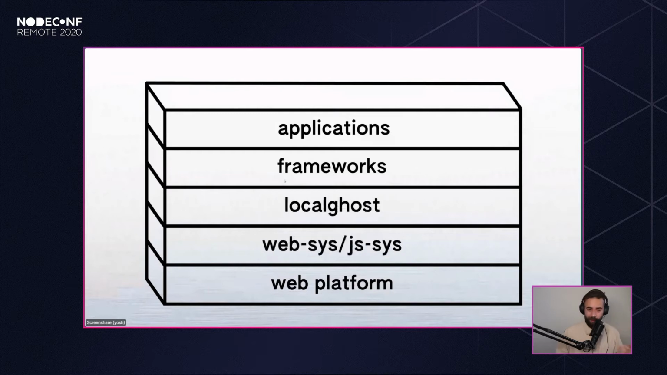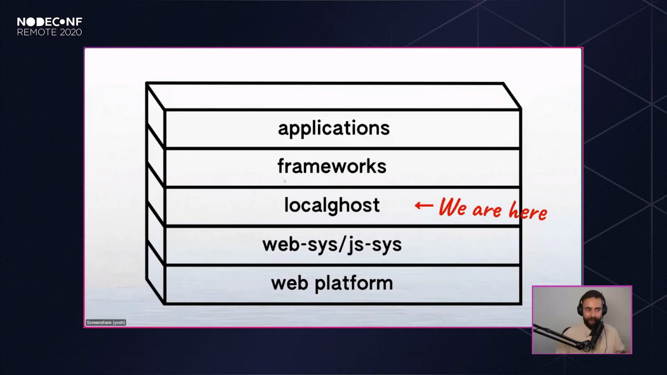So in our current layering, there exist two projects called WebSys and JSys, which are Rust projects, Rust packages. You can get them from crates. You can add them as a dependency to your Rust project. Those create the low-level bindings. They're directly generated from the WebIDL definition. And on top of that, what we're introducing today is localghost, which is very nice bindings built on top of that. And we're gradually building that out.